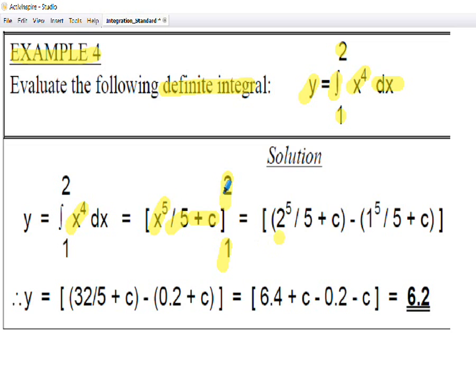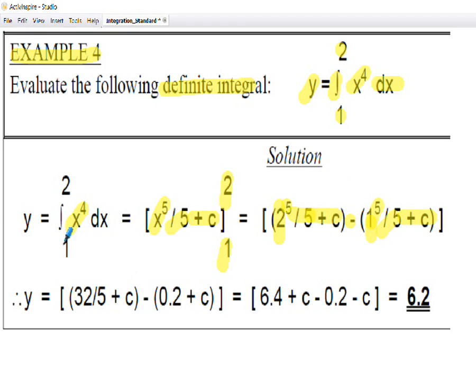The upper limit always goes in first, so I put the value of 2 where I get an x. So x to the 5 is 2 to the 5 divided by 5 plus my c, and I always take away my lower limit. In this case the lower limit is 1 to the power of 5, that's x to the power of 5 divided by 5 plus my c.